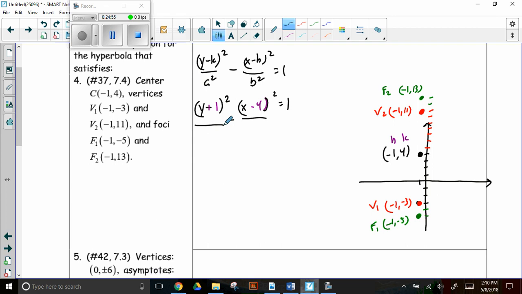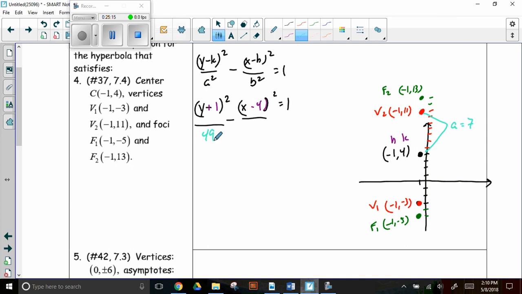And now it's up to us to find a and b. Well, a is the distance from the center to the vertex. So that distance is a. So in this case, a looks like it's going to be 7. So the distance between 4 and 11 is 7, as is 4 to negative 3. So if a is 7, then a squared is 49.